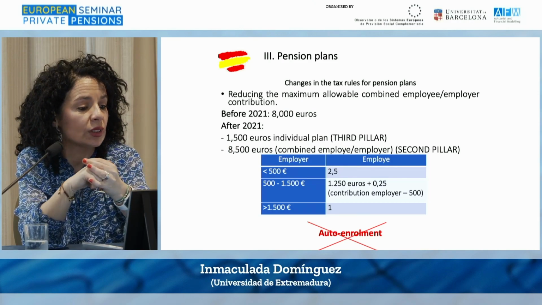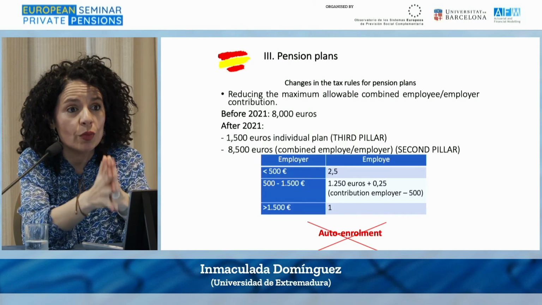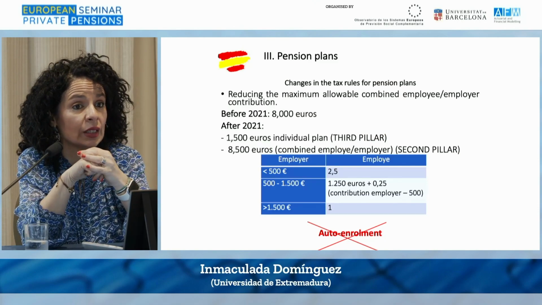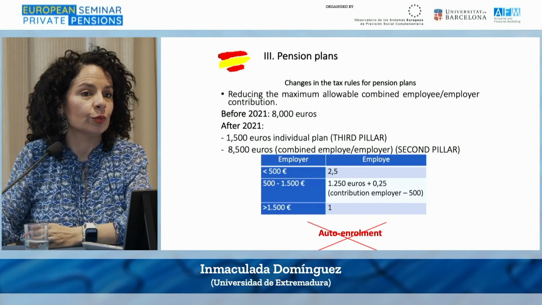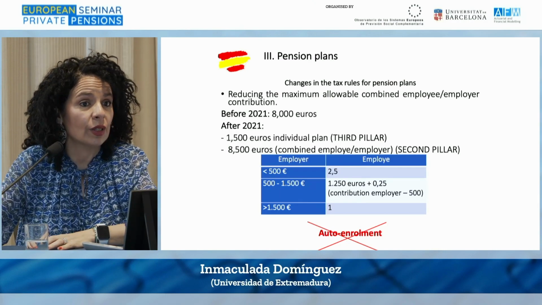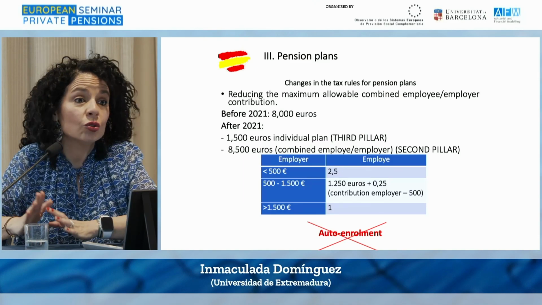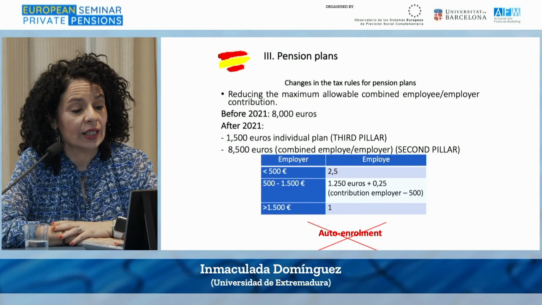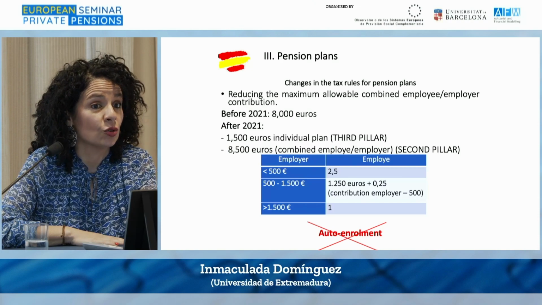But after 2021, they said it's impossible to give more than 1,500 euros to an individual plan. They limit it. If all the people want one product, I limit this product, and if you want, you go to the collective occupational system. But what is the problem of this? It's necessary that the employer pays too.